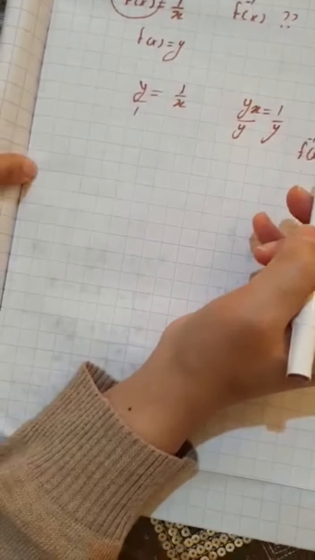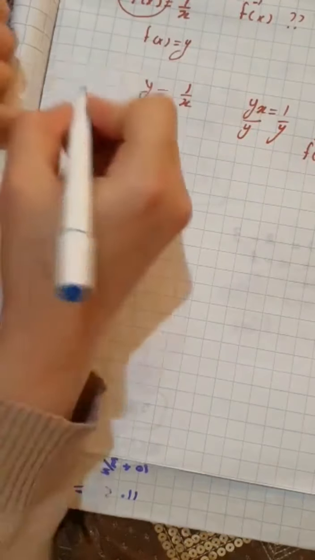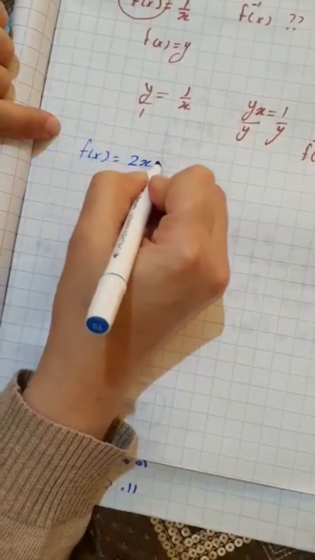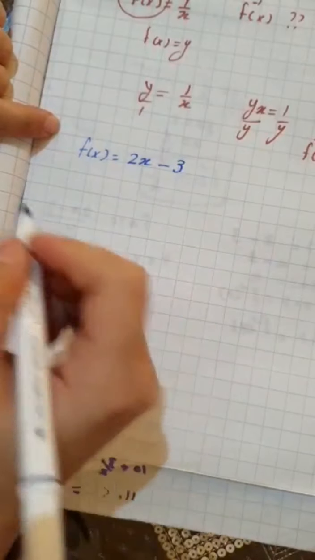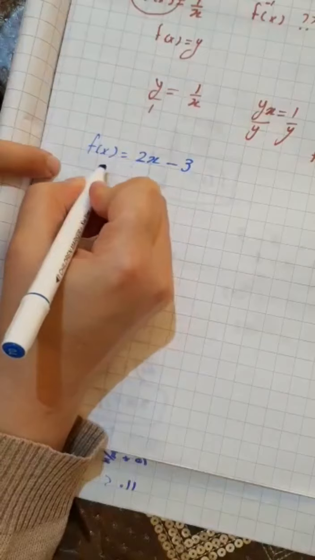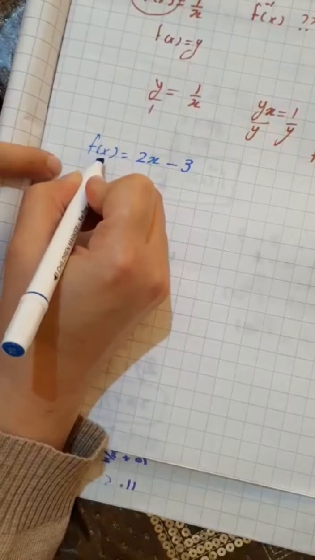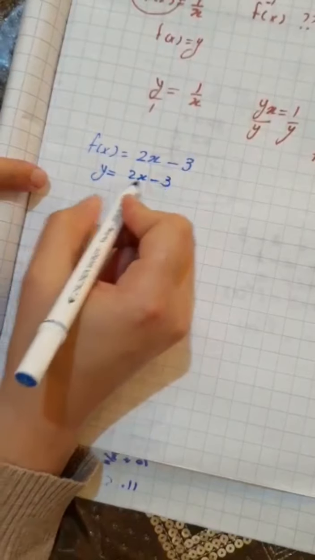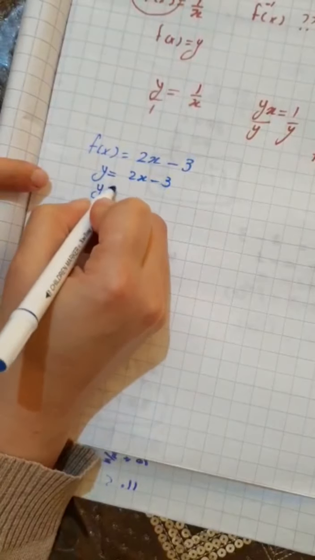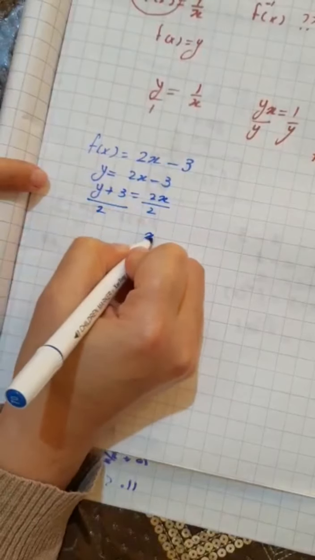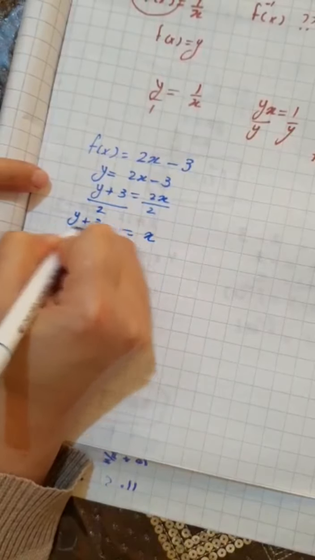Okay, let me give another example. If we have f of x equal to 2x minus 3, how can I find the inverse of the function? I want to do the same thing. I need to put f of x equal to y. So y equals 2x minus 3. Then I'll keep x alone on one side. So it will become y plus 3 equal to 2x. Then I'll divide each side by 2. So I'm going to get x equal to y plus 3 over 2.